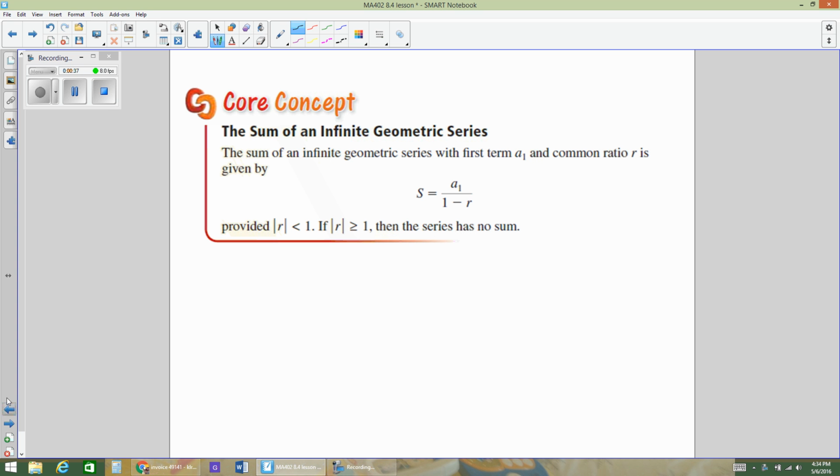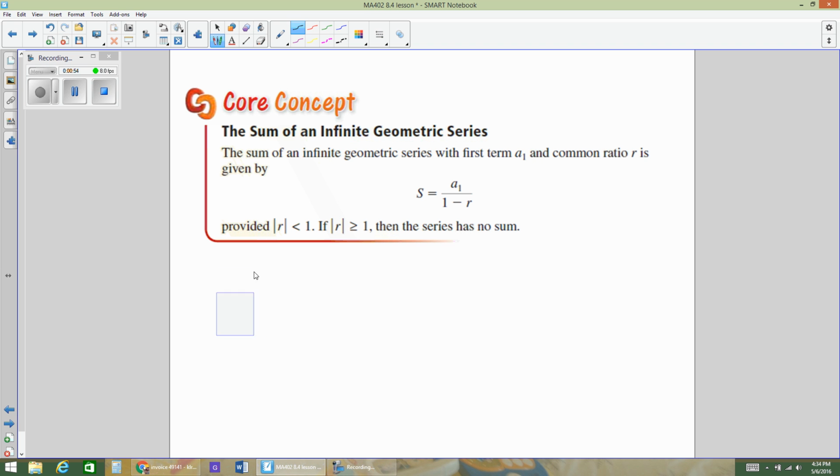So the sum of an infinite geometric series is equal to the first term divided by 1 minus the common ratio. Now, here's kind of important. It's not going to be a trick question, but it's a little bit tricky.